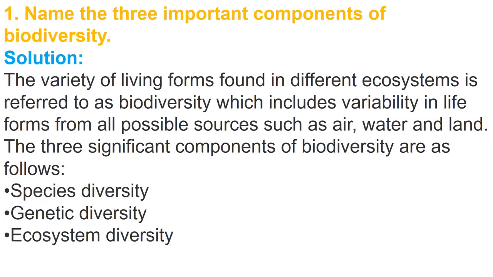Now let's discuss the homework solutions of the previous lecture. This is question number 1 of NCERT: name three important components of biodiversity. The variety of living forms found in different ecosystems is referred to as biodiversity, right? It includes variability in life forms from all possible sources such as air, water and land. These are the three significant components of biodiversity: species diversity, genetic diversity and ecosystem diversity.